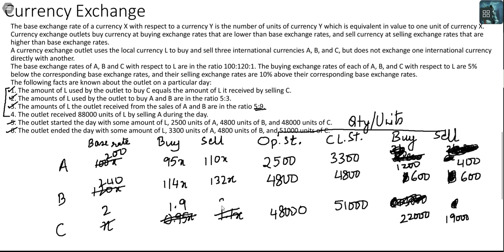1.9, 2.2. So this is 5% less. So this will be 228. Oh, everything is into 2. So this is 264. This is 220. This is 190. I have all precise values now.